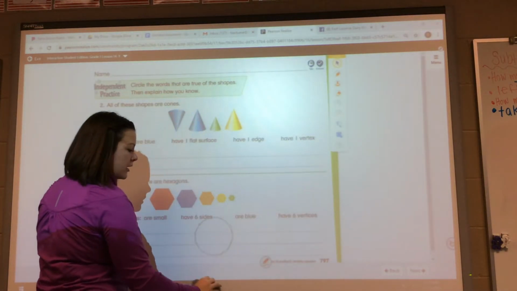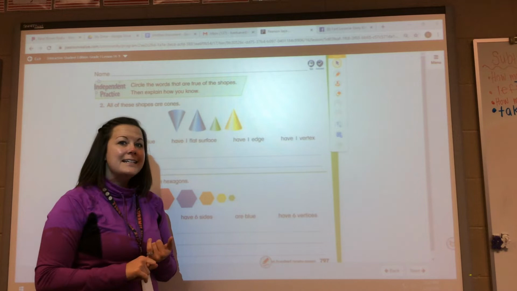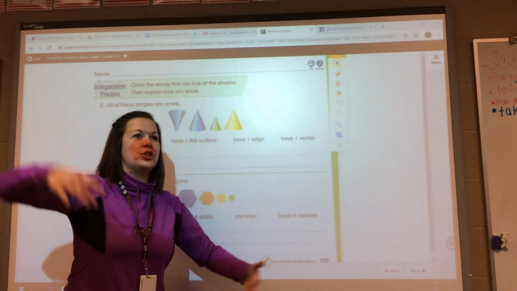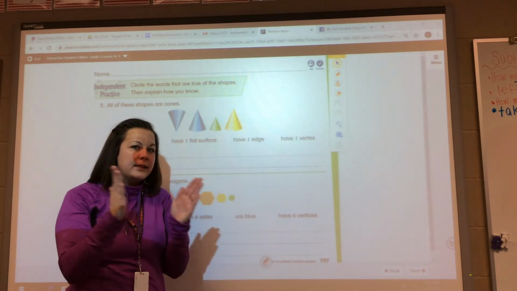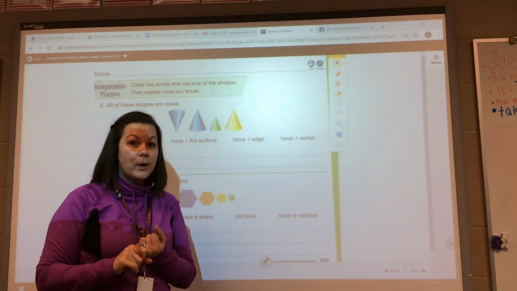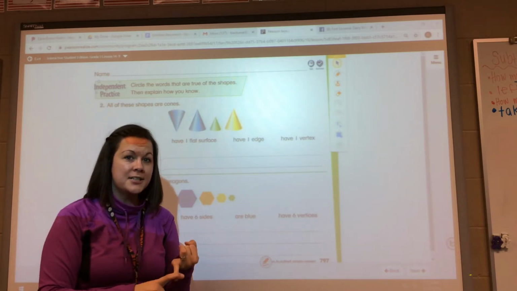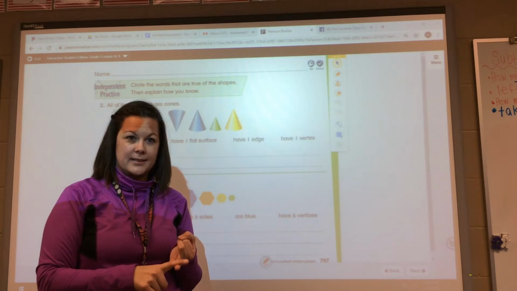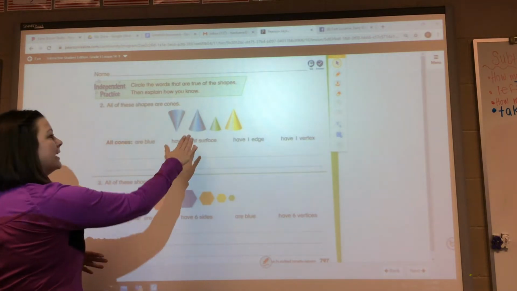Now remember, when we're talking about shapes, the size does not matter, the color does not matter. So I could have a giant square and I could have a teeny weeny itsy bitsy square. It doesn't matter as long as they're squares, we know all 4 sides are the same. All of them have 4 vertices. Okay? So let's take a look at a cone.